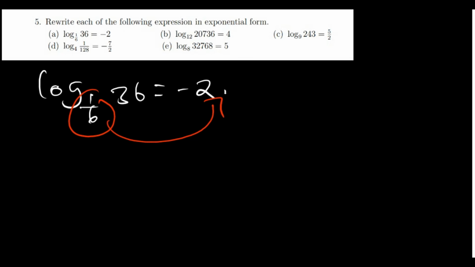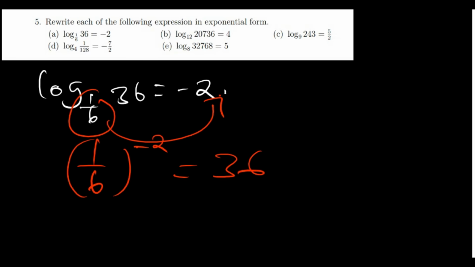Now let's see how we can solve question 5. Question 5 is saying, rewrite each of the following expressions in exponential form. Now how do we write from log to exponential? Okay, so the first one is log base 1 over 6 of 36 is equal to -2. Now from here we want to come out from log to exponential. Now this is simple. The base has to be equal to what is there, then the base has to be equal to what is outside.